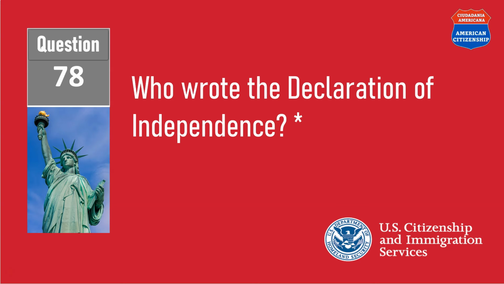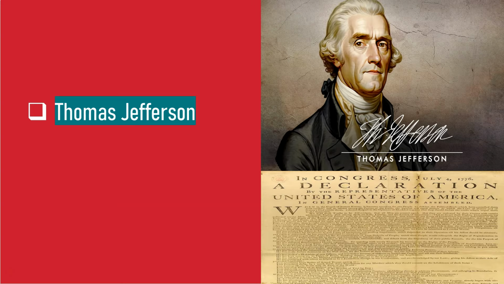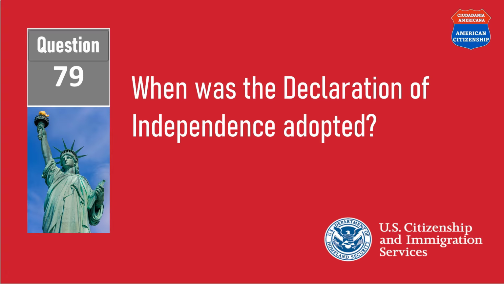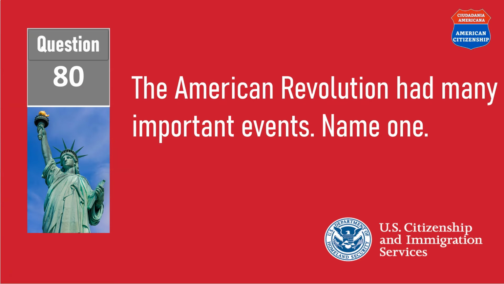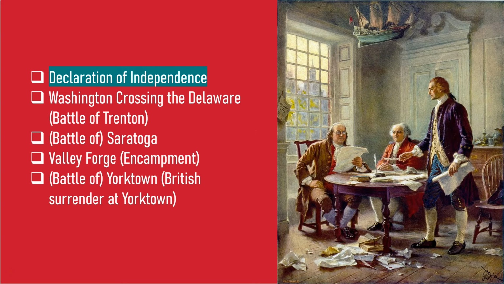Who wrote the Declaration of Independence? Thomas Jefferson. When was the Declaration of Independence adopted? On July 4th, 1776. The American Revolution had many important events. Name 1. Declaration of Independence.